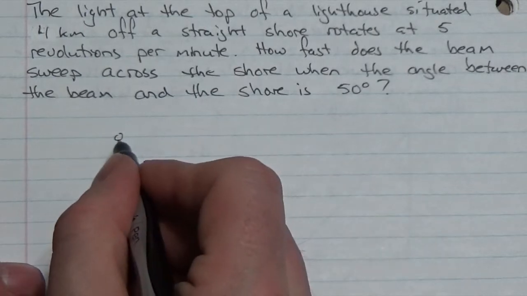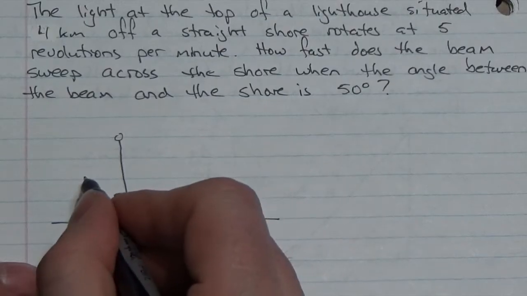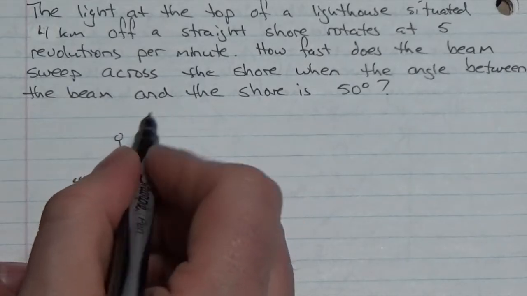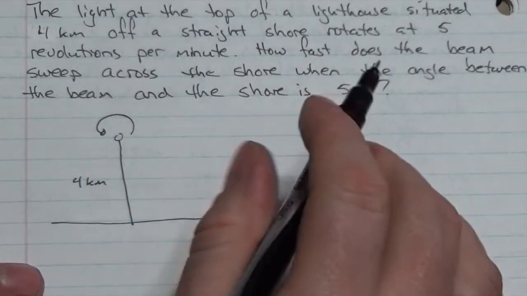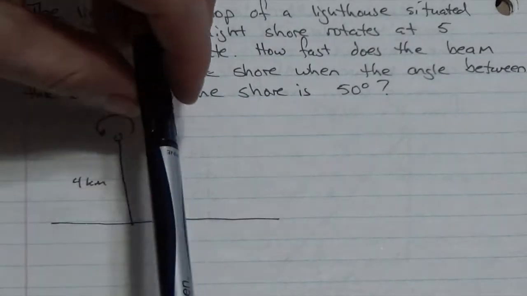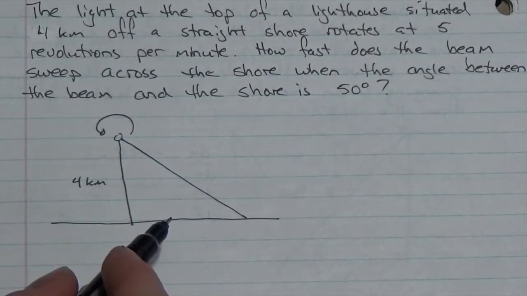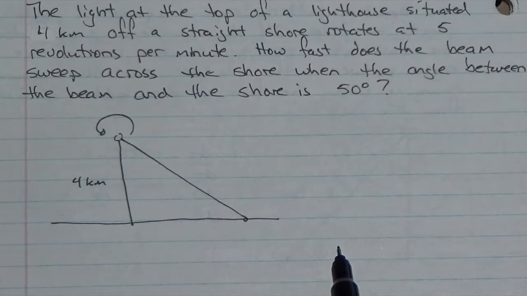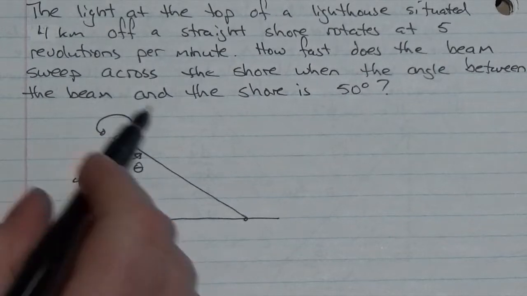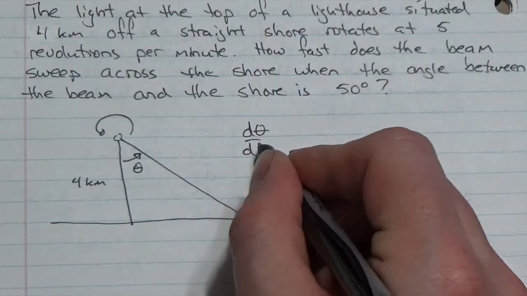So here's our lighthouse. Here's our straight shore. So we know that the lighthouse is 4 kilometers off the shore here, and it's rotating around. Okay, so let's say it's going like this, and it's doing that at 5 revolutions per minute. The beam shoots out and hits a point on the shore here. Let's call this angle here theta. That is the angle that's changing, and we know d theta by dt.